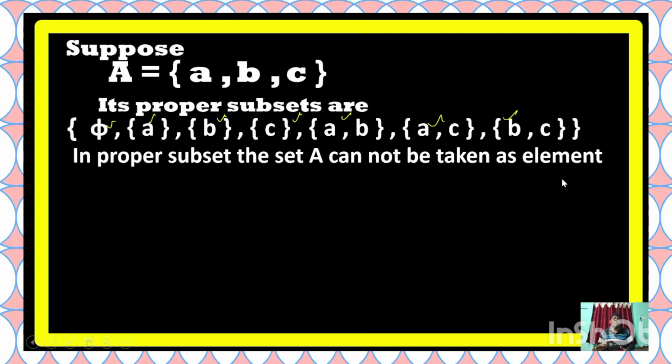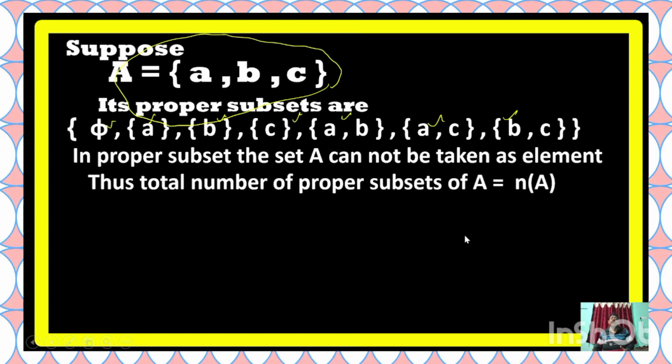2 to the power n, which should be 8 here, and all subsets are here. Only the set A is not here. While you are calculating the total number of proper subsets, remember, student, the set A should not be taken as a proper subset, because any set is not a proper subset of itself. This is one of the vital definitions of the proper subset. Any set is not a proper subset of itself.